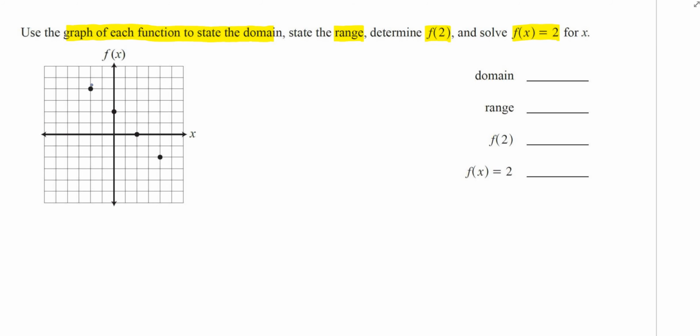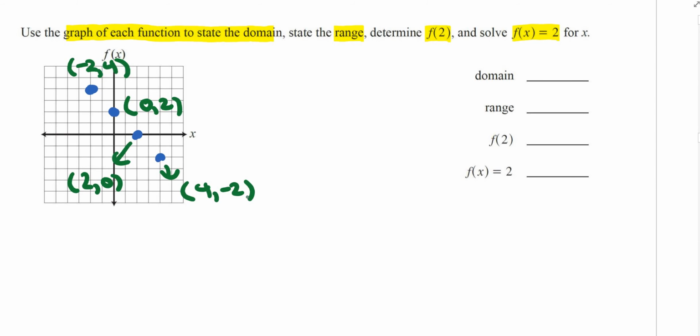Here's step number 1. I would definitely look at all these points, and I would write down the coordinates of those points to get started here. All right, so this point right here, I believe, is -2, 4. And this point right here is 0, 2. This point right here, I believe, is 2, 0. And then this point right here is 4, -2.